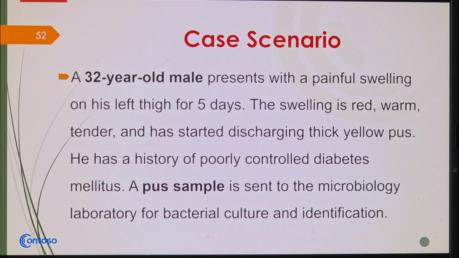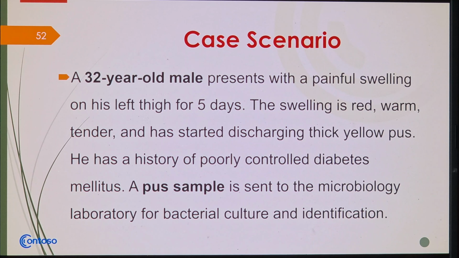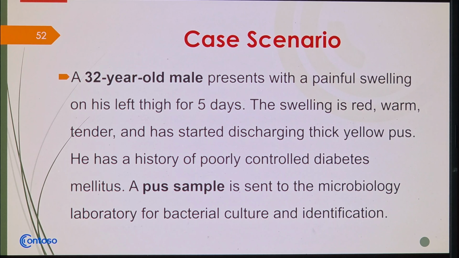Then let us analyze a case scenario so that you can interpret the result. First, a 32 year old male presents with a painful swelling on his left thigh for 5 days. The swelling is red, warm, tender and has started discharging thick yellow pus. He has a history of poorly controlled diabetes mellitus. A pus sample is sent to the microbiology laboratory for bacterial culture and identification.